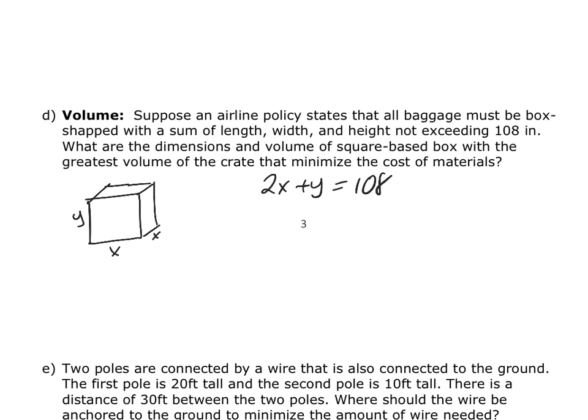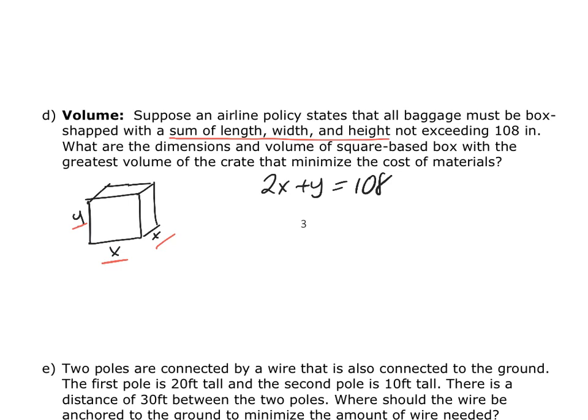Yes? Why isn't it like 6x or like y? Why is it only 2x plus y? What about the other side? The sum of the length, width, and height. So the length, the width, and the height. I've got some head shaking. They're not asking for the surface of the box. Okay, yeah. We cool? Yeah.